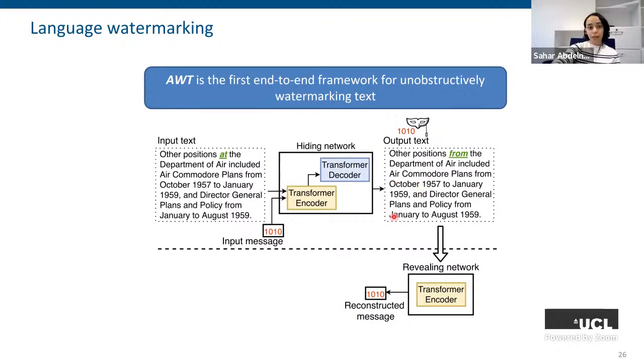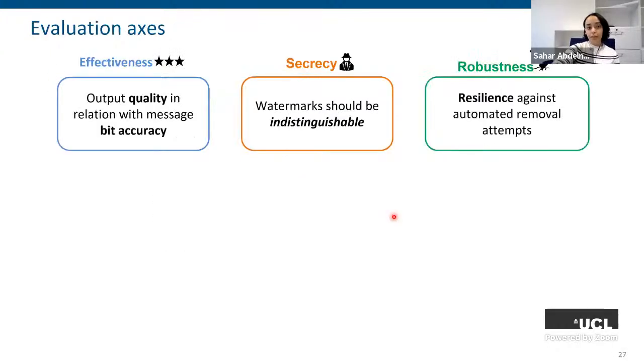So there are, of course, a lot of evaluation requirements for the task. And in that work, we mainly set 3 requirements. The first thing is that we want to have high effectiveness, meaning that we want to preserve the quality of the output in order to still have a high utility of the black box API. And at the same time, we want to effectively decode the bit accuracy in order to have a successful encoding and decoding of the watermarks.